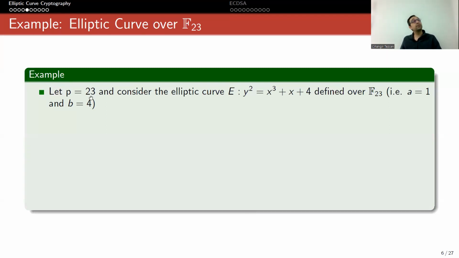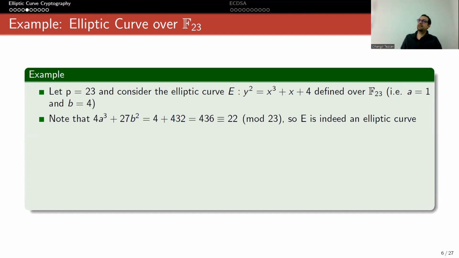So let me show you an example. Let p be 23. Notice that this is a prime number, and consider the elliptic curve y squared equals x cubed plus x plus 4. As you can see, I chose a equals 1 and b equals 4 here. So the question is, is this an elliptic curve? Let's calculate 4a cubed plus 27b squared modulo 23. It is different than 0. So yes, this is indeed an elliptic curve.